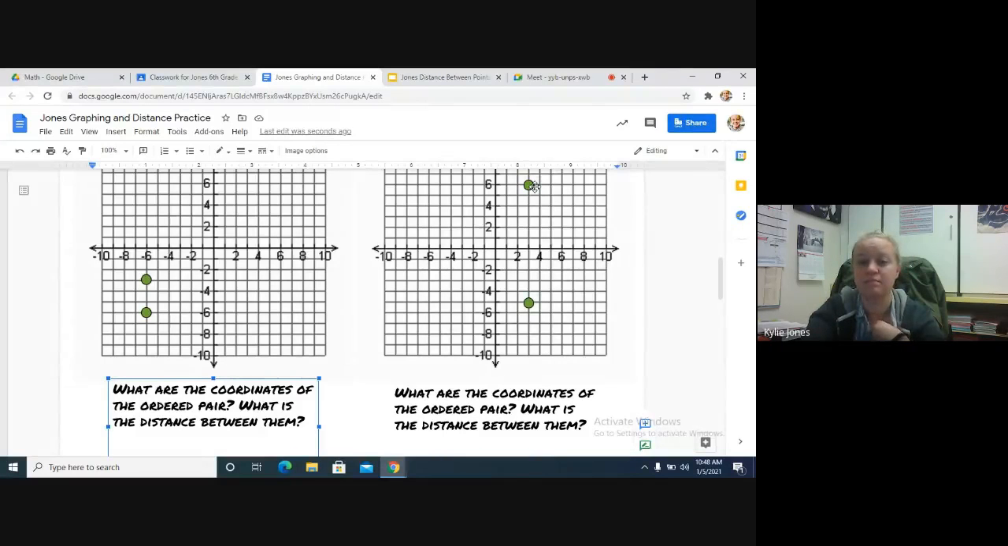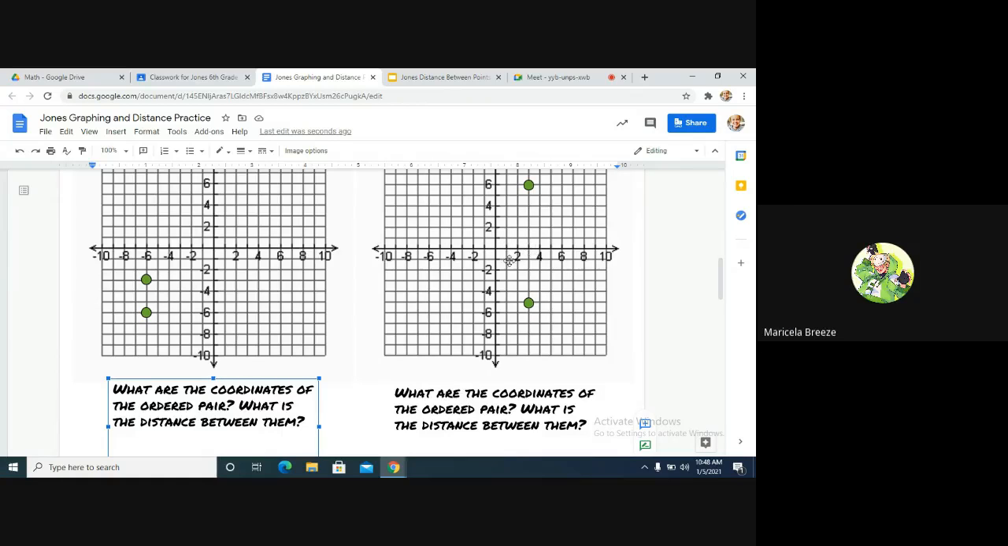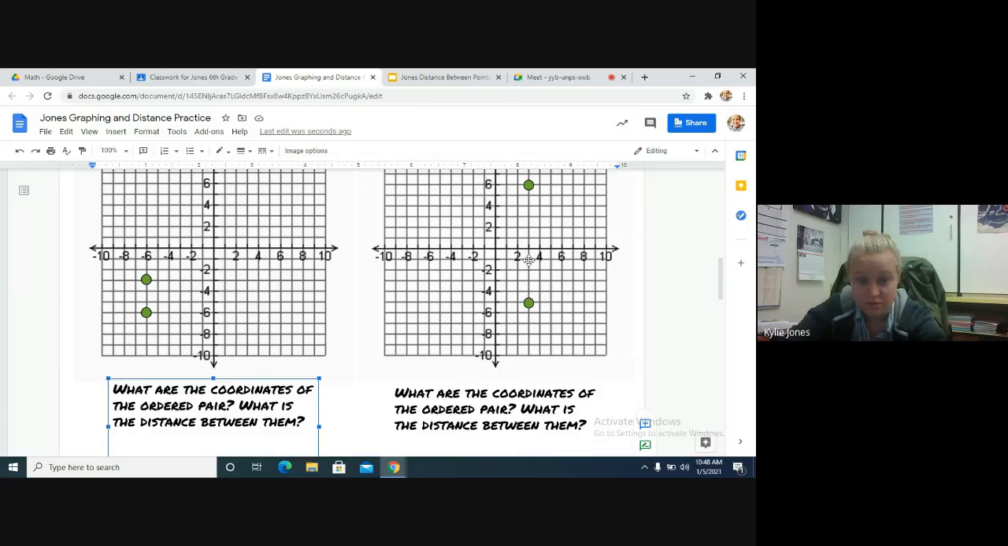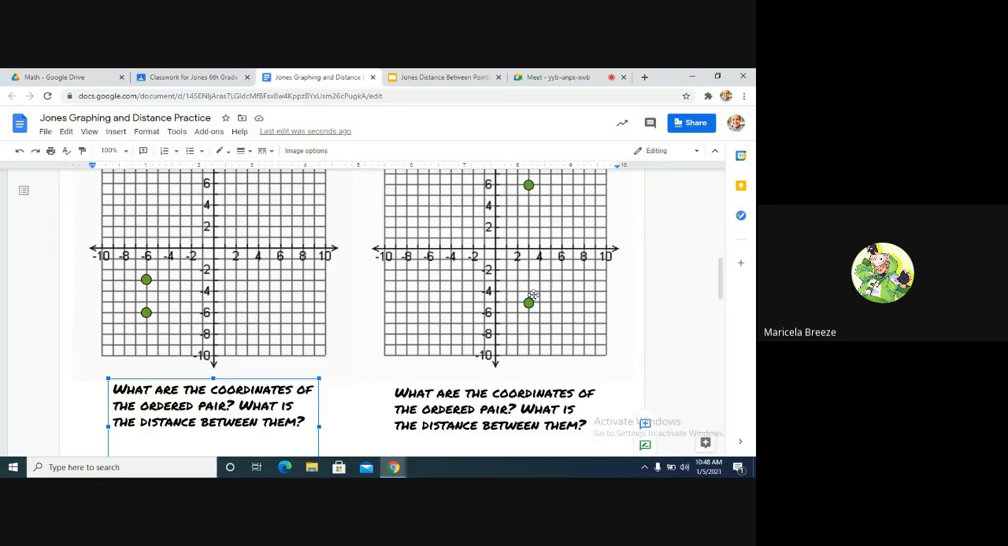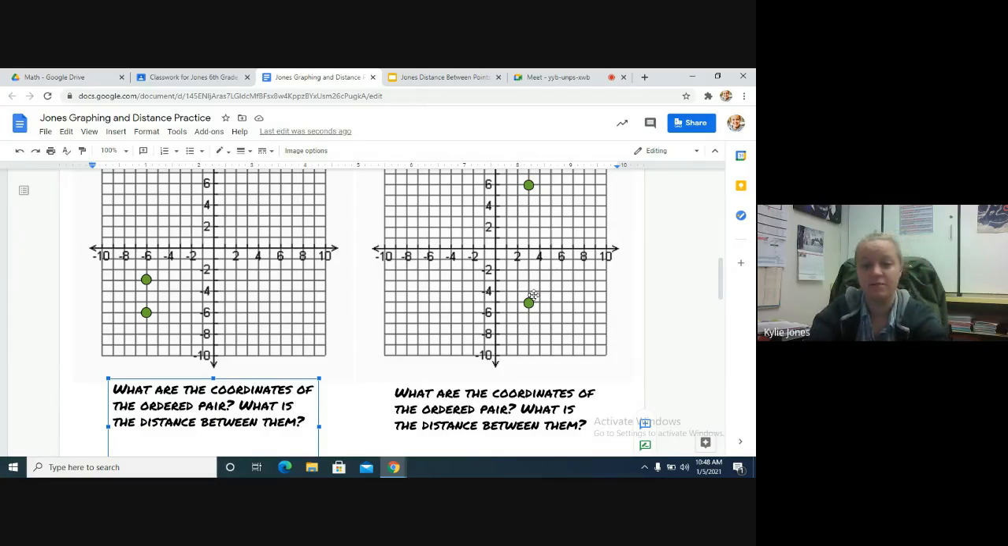How many to the right do I go? 1, 2, 3. 3. Perfect. So that's a positive 3, and then I'm going to go up how many? 6. Perfect. 3, 6 is your ordered pair for that one. And then let's find point B. That'll be the one down here on the bottom. How many to the right do I go? 2. Close. This one's in between the 2 and the 4. So that would be what? 3. And then how many down do we go?